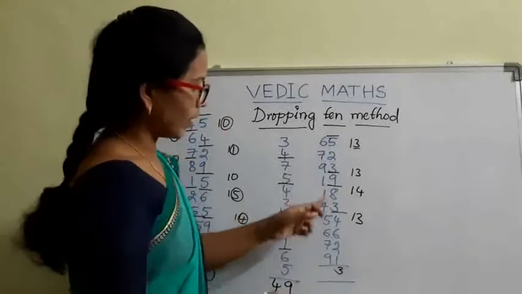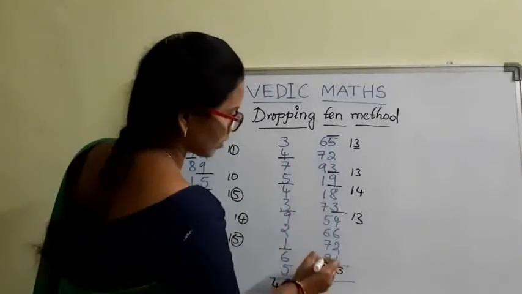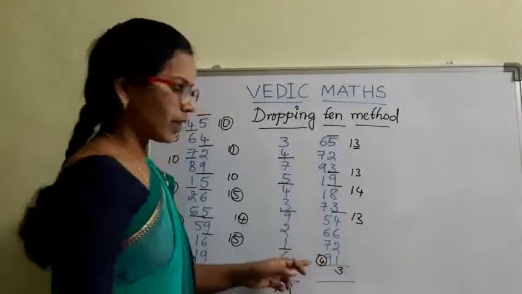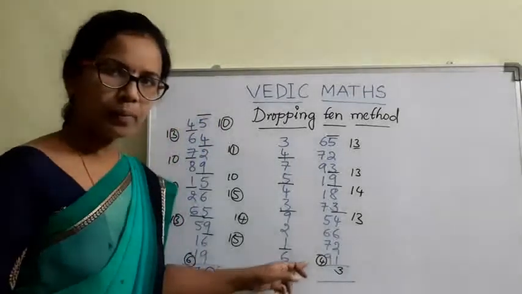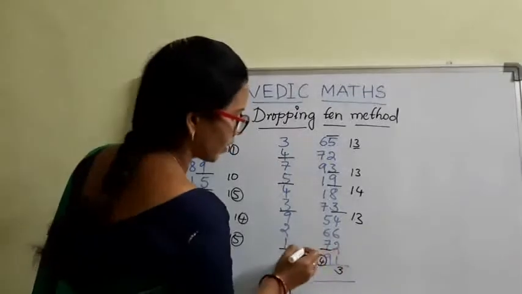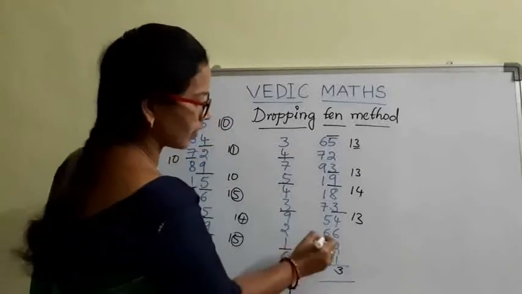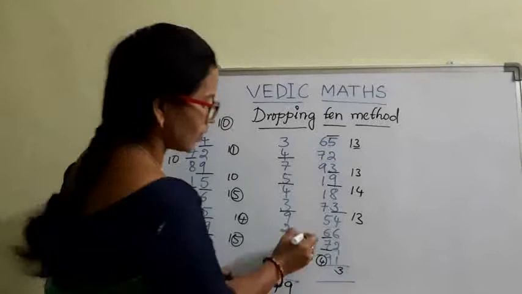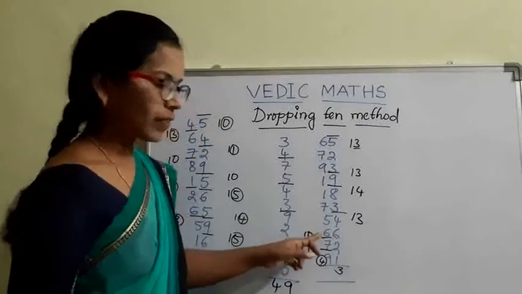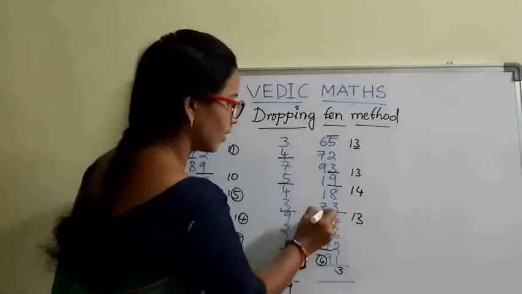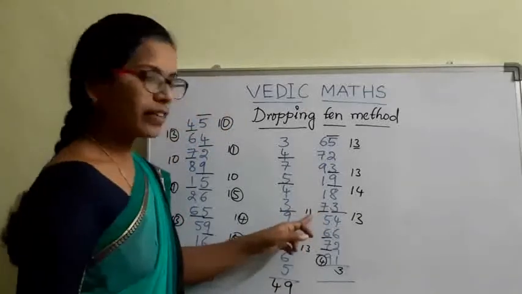Next, how many lines do we have? Here, 4 lines. So carry 4 to the next line. Next, start from 4. 4 plus 9, 13. Drop 10 and carry 3 to the next number. 3 plus 7, 10. Yes, drop 10 and start freshly. 6 plus 5, 11. Drop 10 and carry 1 to the next number.